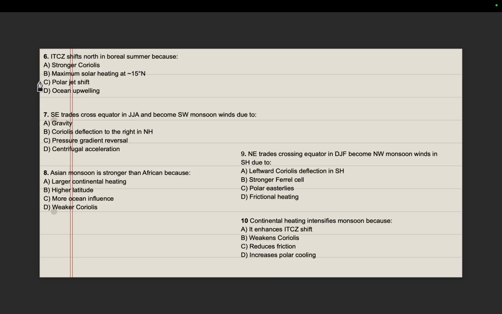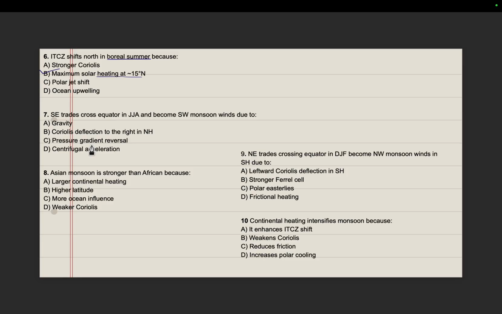We have seen in this discussion today that the intertropical convergence zone shift is linked with the maximum solar heating, which occurs in the boreal summer, or the northern hemisphere summer. The heating occurs near the 20-degree northern region, so the intertropical convergence zone shifts to that zone.